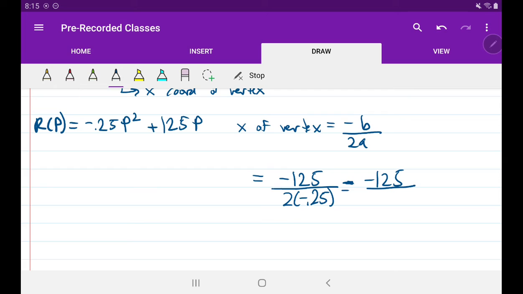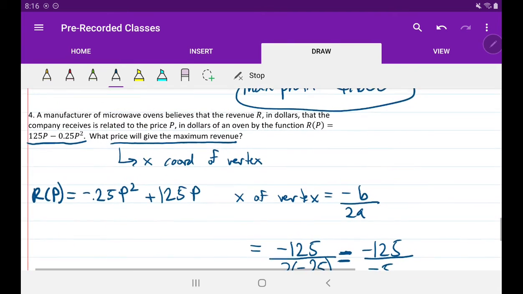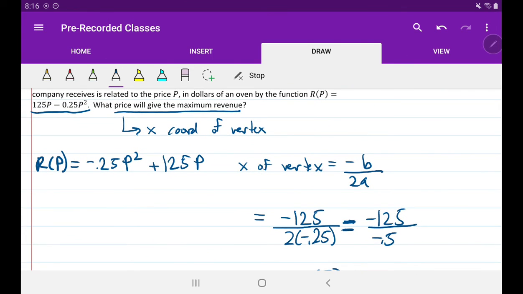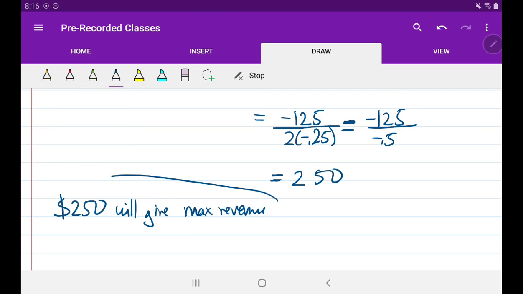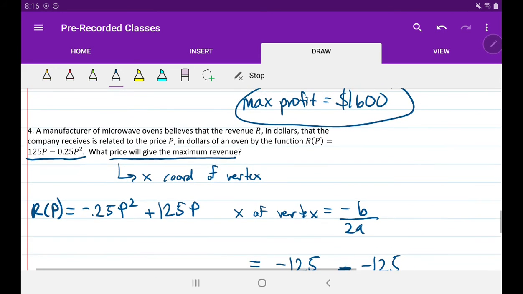So let's see, that'll be negative 0.5, and so that's going to give us a positive 250, okay? So remember they asked for what price gives the max revenue, and so a price of $250 will give the max revenue. So what that means is, in terms of the problem, if your oven costs $250, then that's the price that's going to get you your max revenue.